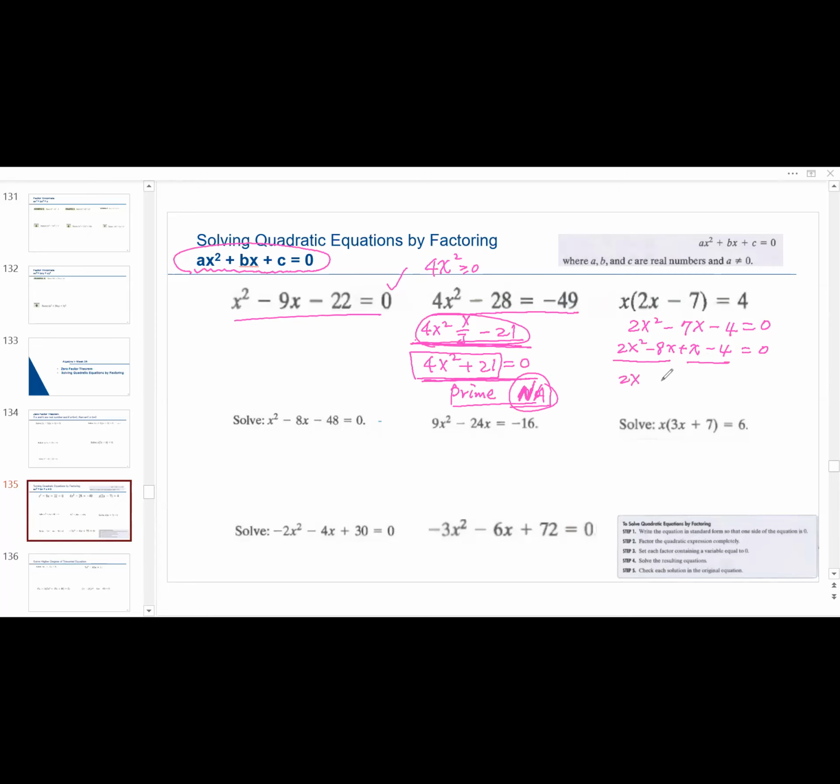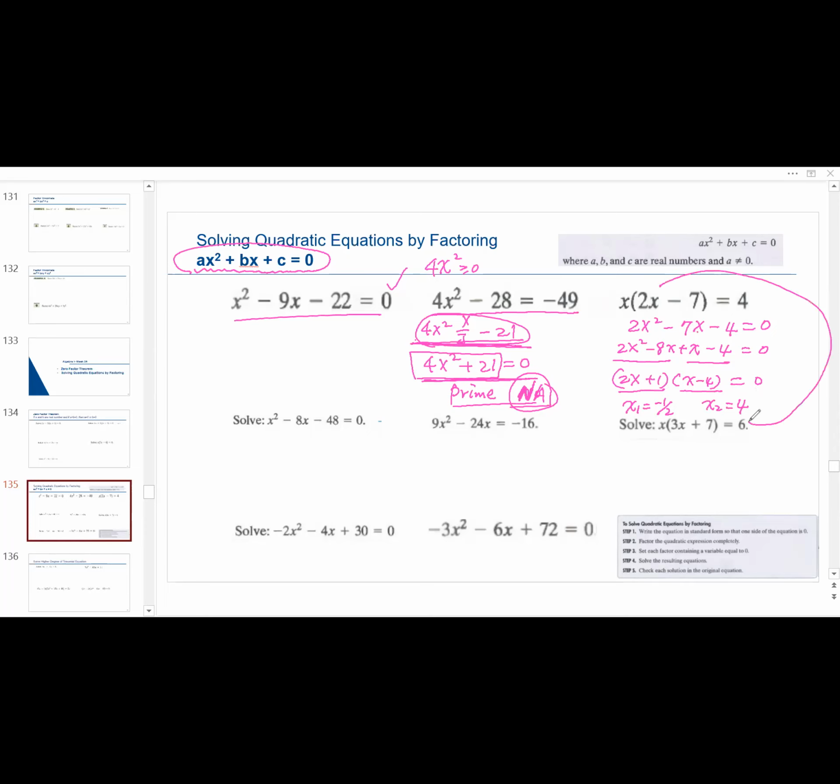So 2x times (x minus 4) plus 1 times (x minus 4), right? So we can factor this one. So 2x squared minus 8x plus x, so you get negative 7x, and here you get negative 4. Right now we use the zero theorem. We make each factor equal 0. So when the first factor is 0, x1 is what? Negative 1 over 2, right? When the other one is 0, x2 is 4.